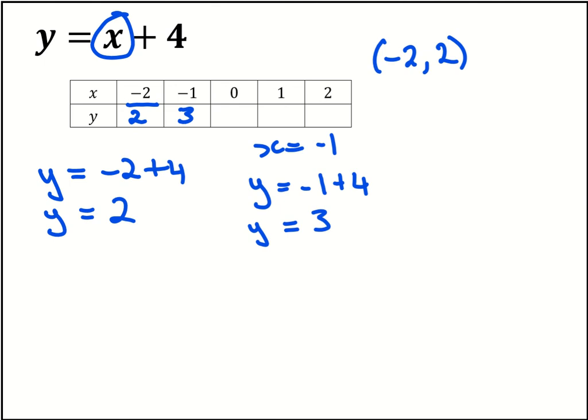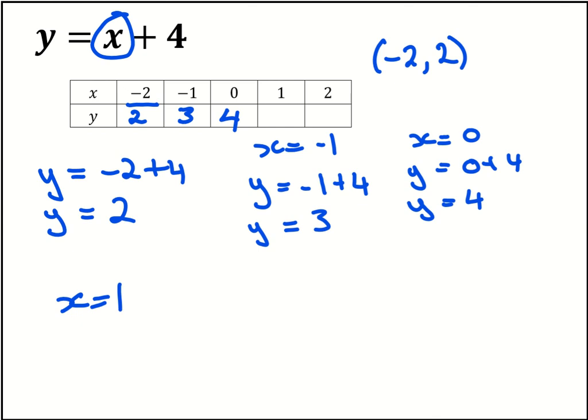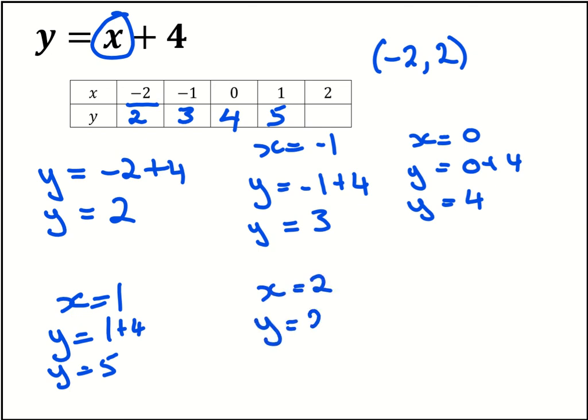Then I can do the same for x equals 0. That's going to give me y equals 0 plus 4, so y is equal to 4. So when x is 0, y is 4. Now when x is equal to 1, y is equal to 1 plus 4, which is 5. So when x is 1, y is 5. And lastly, when x is equal to 2, y is equal to 2 plus 4, so y is equal to 6. So that gives me a range of values.